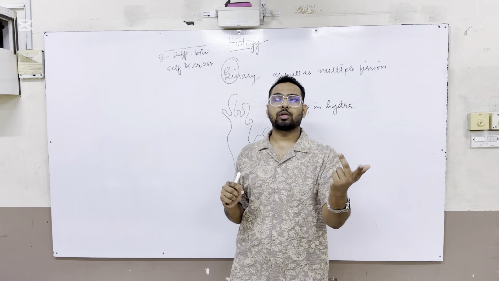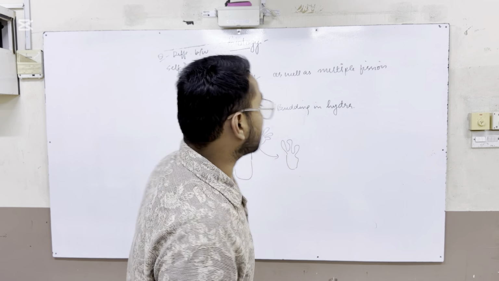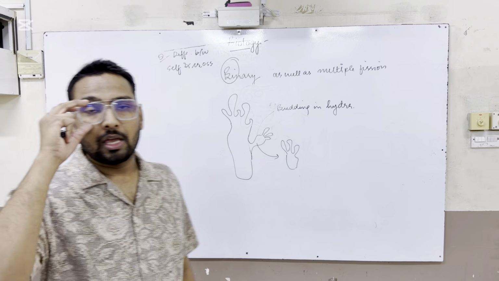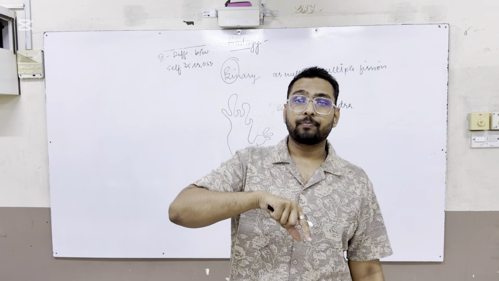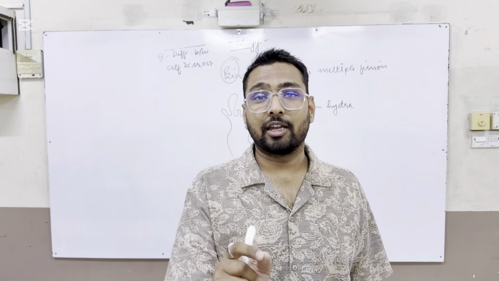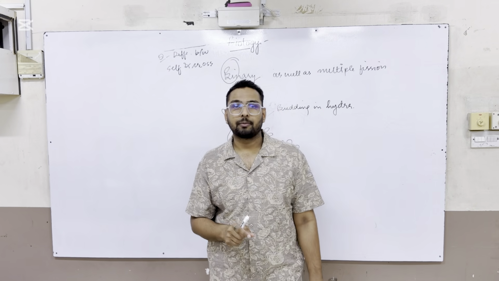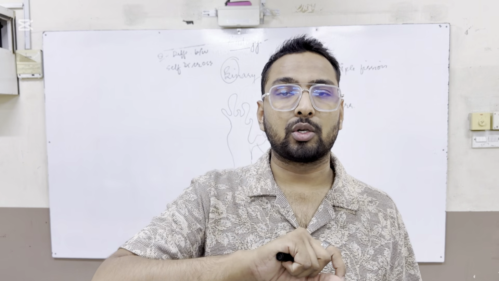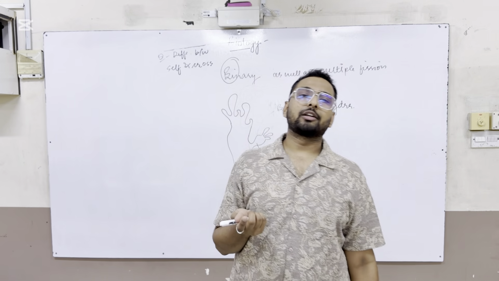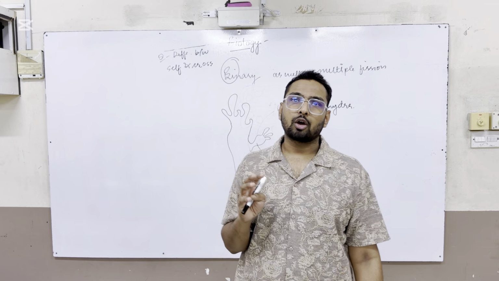Difference means something which is contradictory or in contrast to each other. In the case of self and cross pollination, the transfer of pollen grain from anther to stigma of the same plant is called self pollination, whereas the transfer of pollen grain from anther to stigma of another flower of the same type is called cross pollination.